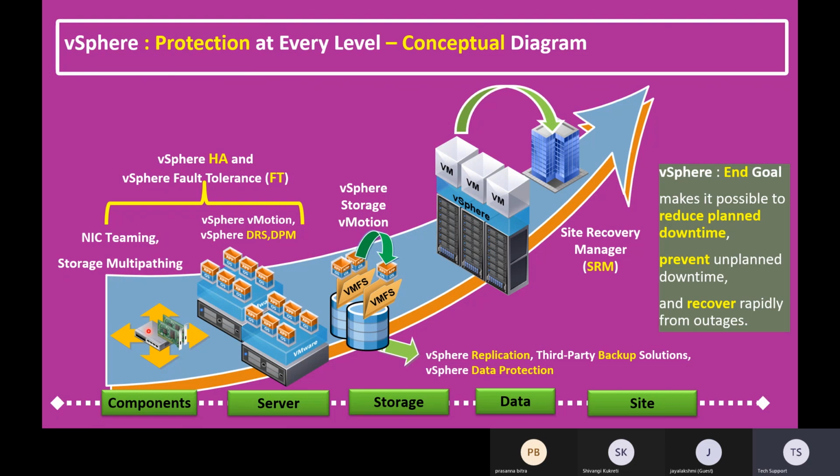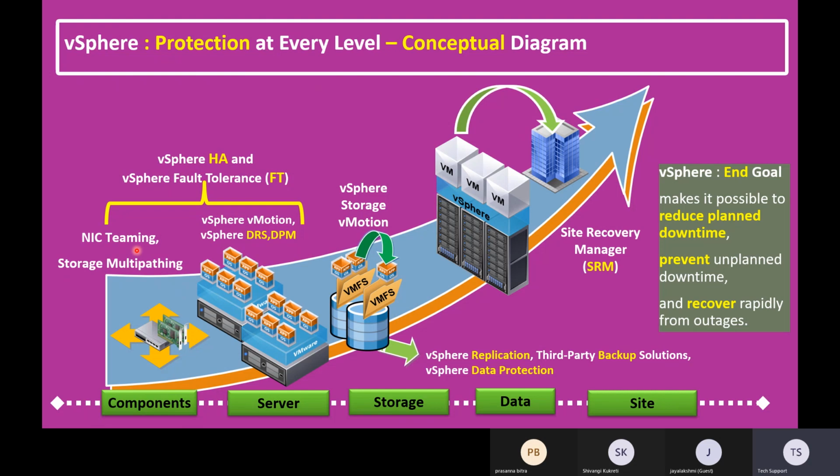And at the storage level, let's say we have multiple storage switches. How can we provide protection at the storage level? The example is storage multipathing. Even at the network level, we know some security policies. The security policies are MAC address changes, forged transmits, and promiscuous mode. These are the security policies for the network level. Similarly, we also have multipathing connection policies at the storage level.